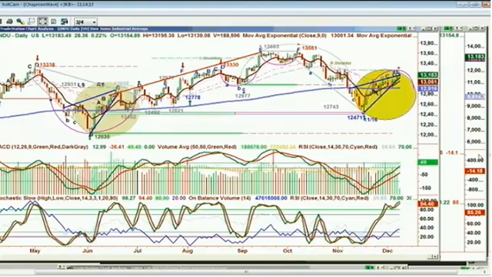Let me count. 1, 2, 3, 4, 5, 6, 7, 8, 9, 10, 11, 12, 13, 14, 15. The 15th day of this rally from the low of 12,471 on the 16th of November. And 1 through 11 to the rising wedge, and then 12 through 20 to that peak D. So, yes, there's a great similarity. No, there's a difference. Now, what is the difference?